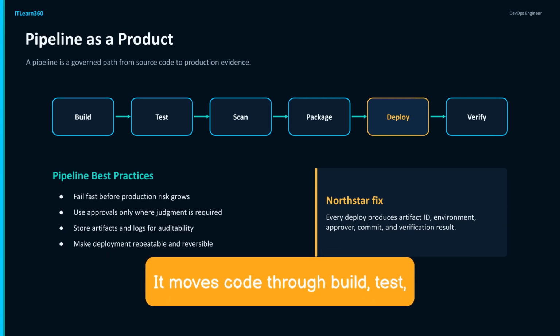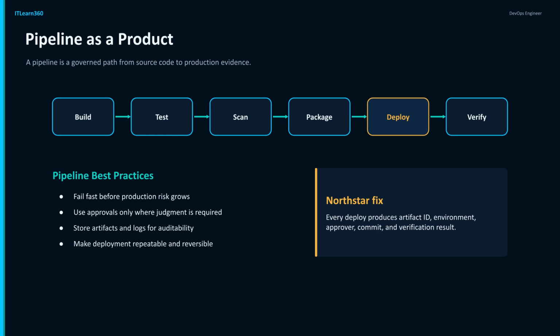It moves code through build, test, security scan, packaging, deployment, and verification. Good pipelines fail early, preserve artifacts and logs, use approvals only where human judgment is necessary, and make deployment repeatable and reversible. North Star's improved pipeline should record the artifact ID, target environment, commit, approver, deployment result, and post-deploy verification. That gives the incident team a reliable chain of evidence instead of asking people what they remember doing.